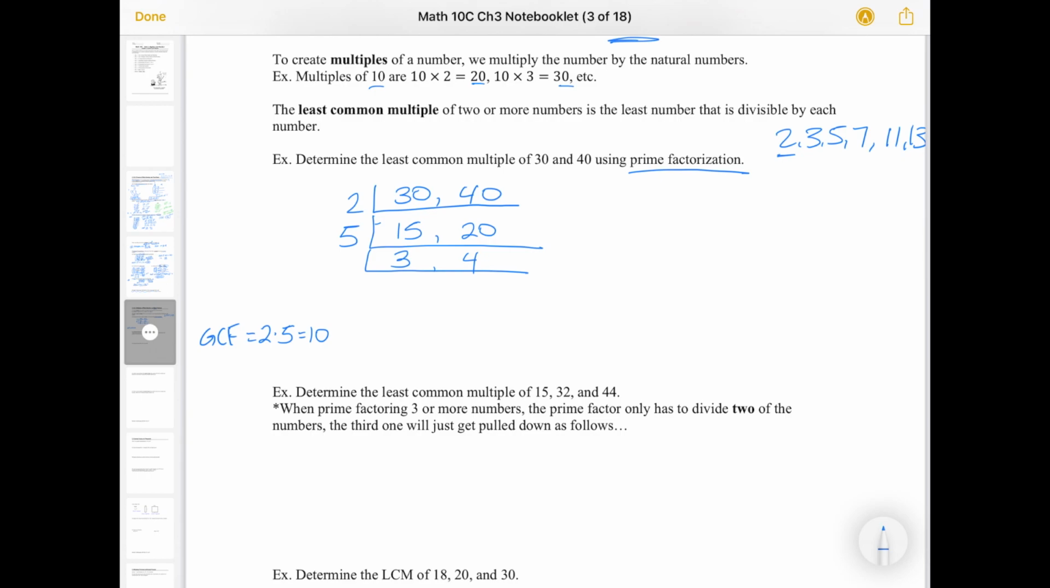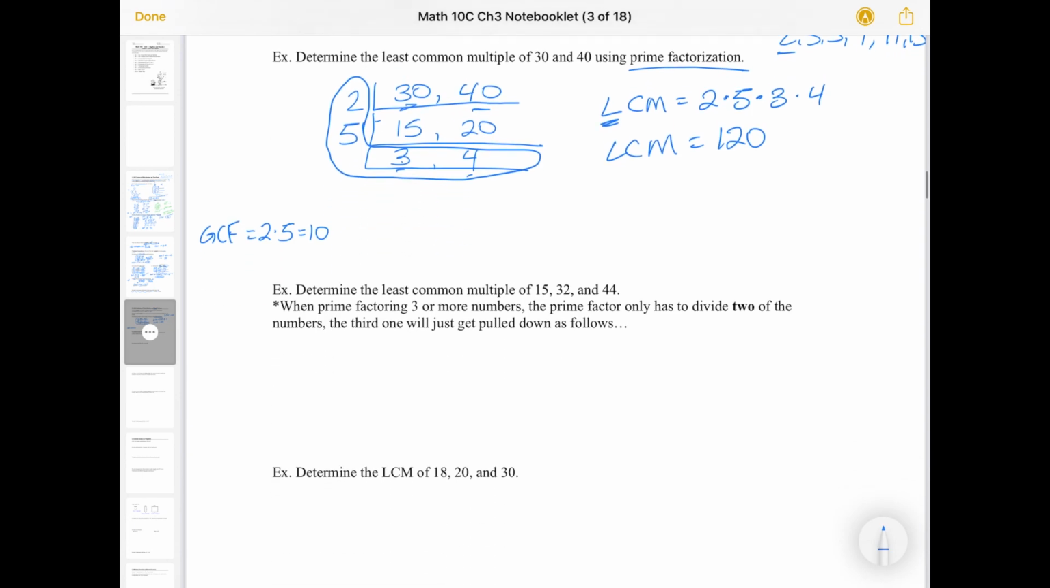But for the LCM, it's 2 times 5. But also here, notice how I'm drawing an L. I'm circling that L. So my LCM, lowest common multiple, would be 2 times 5, but then times what is left as well. So times 3 times 4. So my lowest common multiple of these would be 120. So that means that 120 is divisible by both 30 and 40.